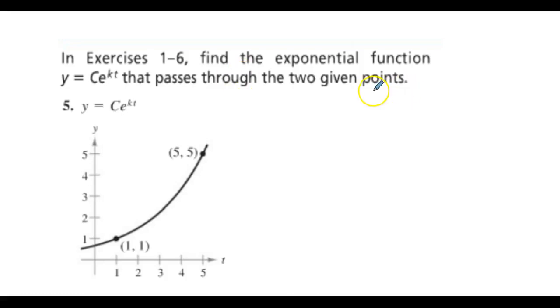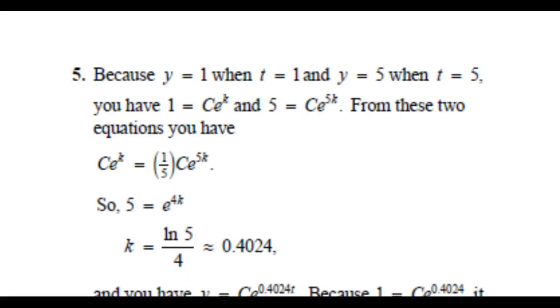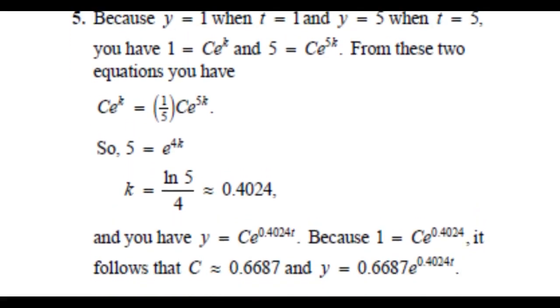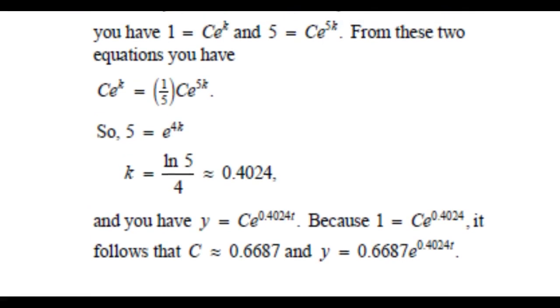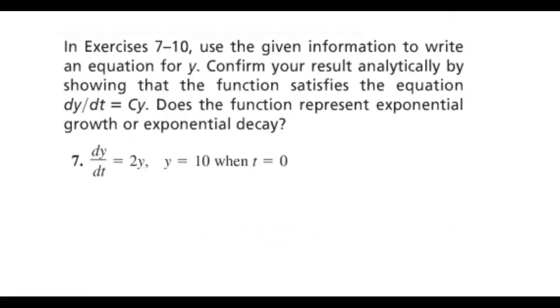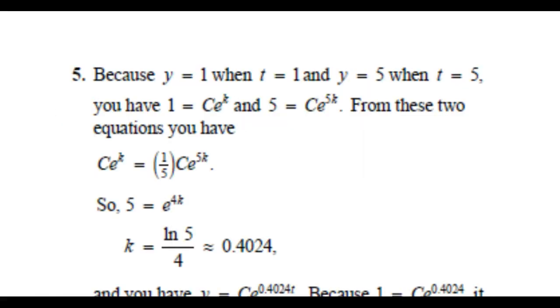So you can try number 5. It says that it's passing through 2 given points. I think this question's on your quiz. And here are worked out solutions. You can practice that by going to Blackboard and looking at the worked out solutions. Number 7, you can practice on your own as well. Although it's the first problem that gives you the, maybe I should just start number 5.